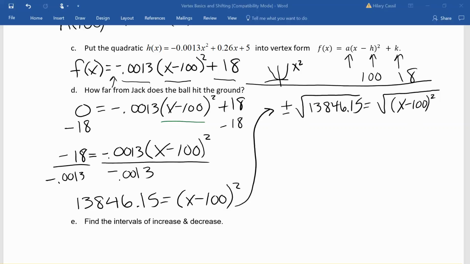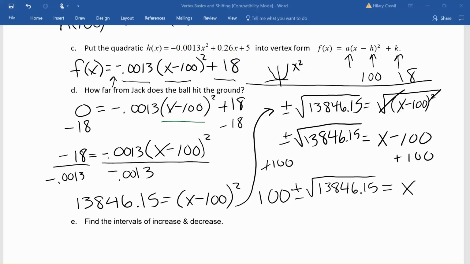On the left, we do get two values, one positive, one negative. And on the right, again, that square and that square root are going to cancel, just leaving us with x minus 100. So our last step to solve for x is to add 100 to both sides. So we will have two solutions here.